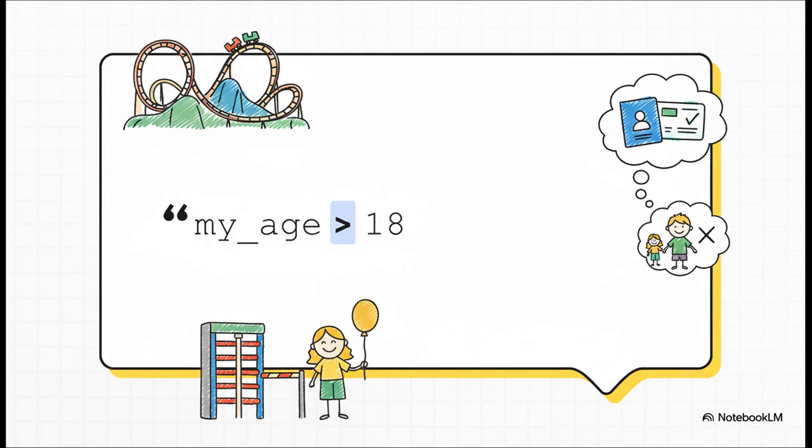Let's make this real. Imagine a theme park with a rule you have to be older than 18 to ride the big roller coaster. We can translate that rule directly into a question the computer can answer. If my age is, say, 25, the computer asks, is 25 greater than 18? The answer is true. But if my age is 14, it asks, is 14 greater than 18? And the answer is false.